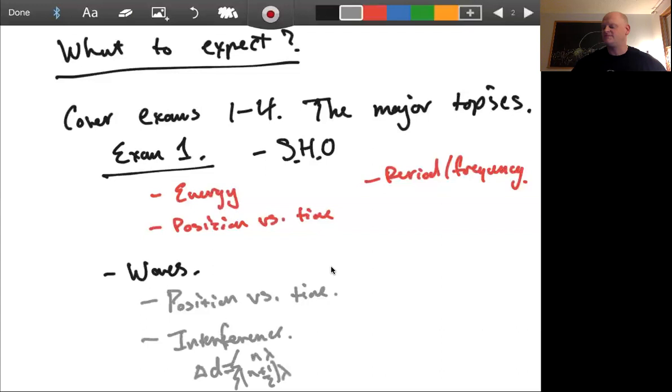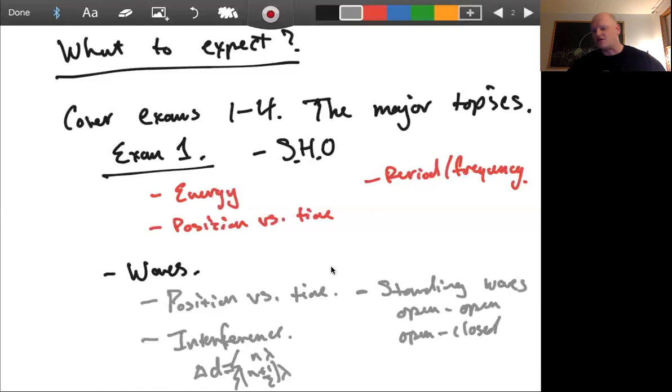What else did we look at? Basically that's about it. Those are kind of the major topics there. So again, position versus time, interference. I can't remember if this is on there or not, I'll have to look at it more, but also look at standing waves. So here you have your open, and then your open, closed. And remember, closed is the same thing as open, just shifted by a half a wavelength. So you've got standing waves, that's also part of interference.